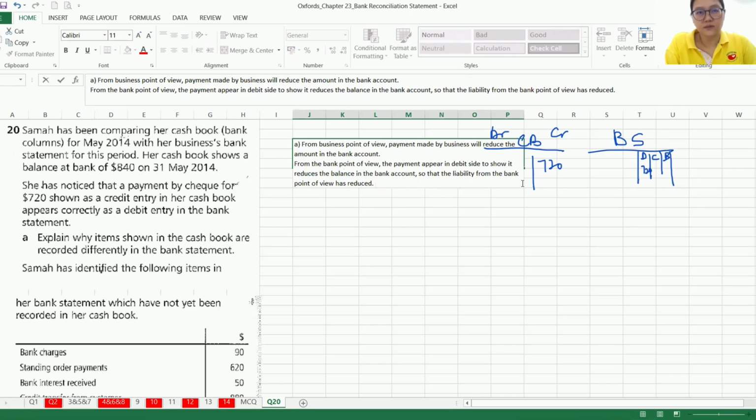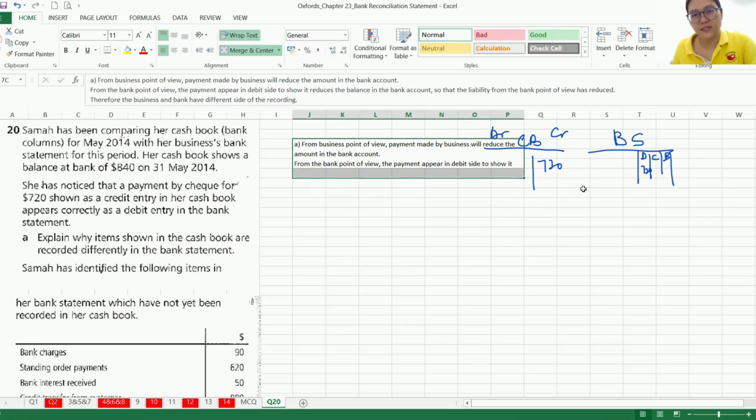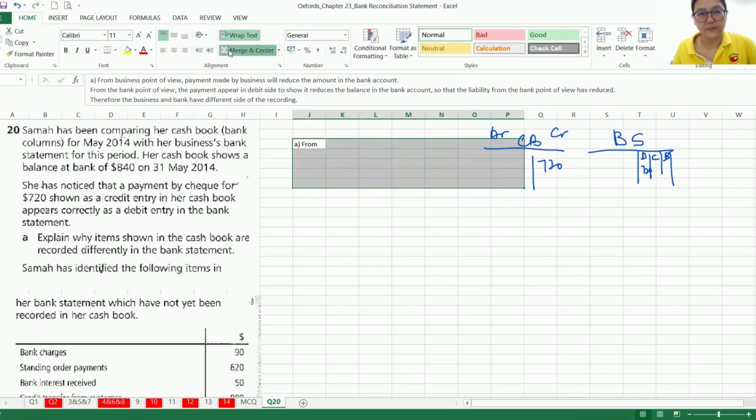So that's for business and bank have different of the recording. Okay. So this is the explanation I put in for the A.